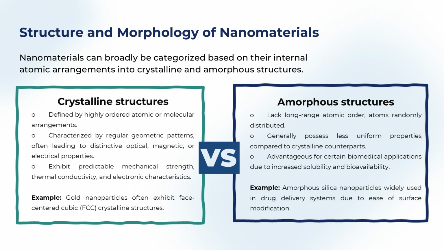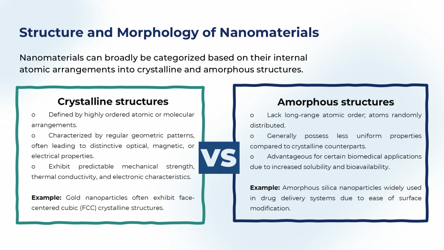By the structure and morphology of the nanomaterials, we can divide them into two big groups: the crystalline structures and amorphous structures. Crystalline structures are defined by highly ordered atomic or molecular arrangements. They are characterized by regular geometric patterns, often leading to distinctive optical, magnetic, or electrical properties. They exhibit predictable mechanical strength, thermal conductivity, and electronic characteristics. The example can be the gold nanoparticles.